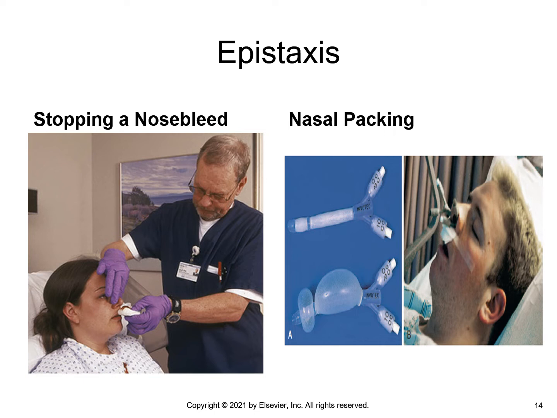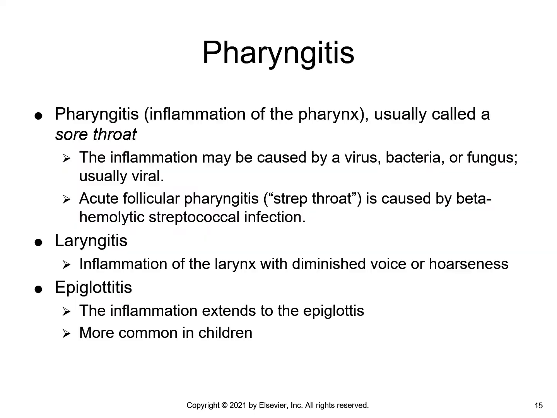Nasal cannula oxygen will cause drying of the nasal mucosa. Pharyngitis is an inflammation of the pharynx, usually called a sore throat. This may be caused by a virus, bacteria, or a fungus. Most cases are viral. Acute follicular pharyngitis, or the strep throat, is caused by beta hemolytic streptococcal infection.